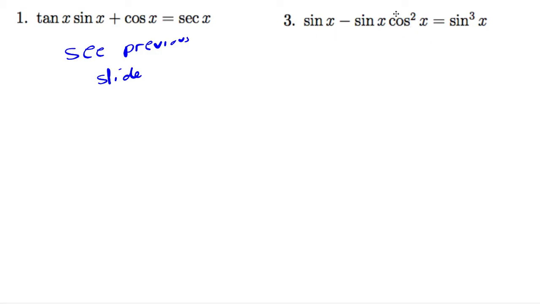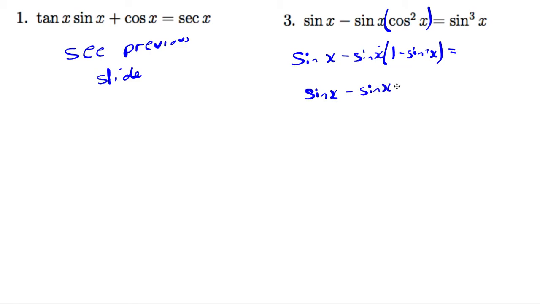Excuse me. Over here, cosine squared of x. When we see this, something's going to be happening. So what we're going to do is we're going to substitute in 1 minus sine squared of x, because we know that cosine squared of x plus sine squared of x is equal to 1. So cosine squared of x is equal to 1 minus sine squared of x. Distribute this in, we get sine of x minus sine of x plus sine cubed of x. These two cancel out, so we get sine cubed of x is equal to sine cubed of x.